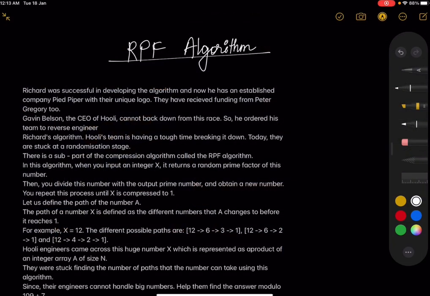Hi everyone, so today in this video I will be discussing the problem RPF algorithm. So let us first read the problem.